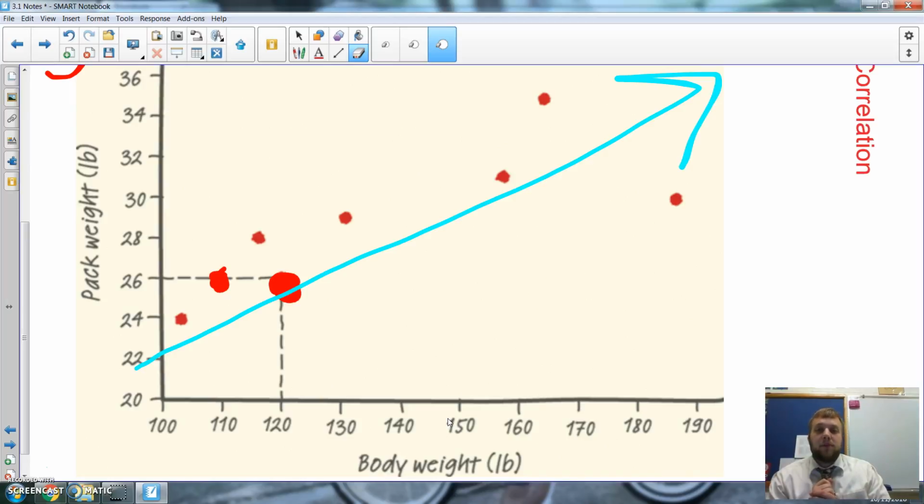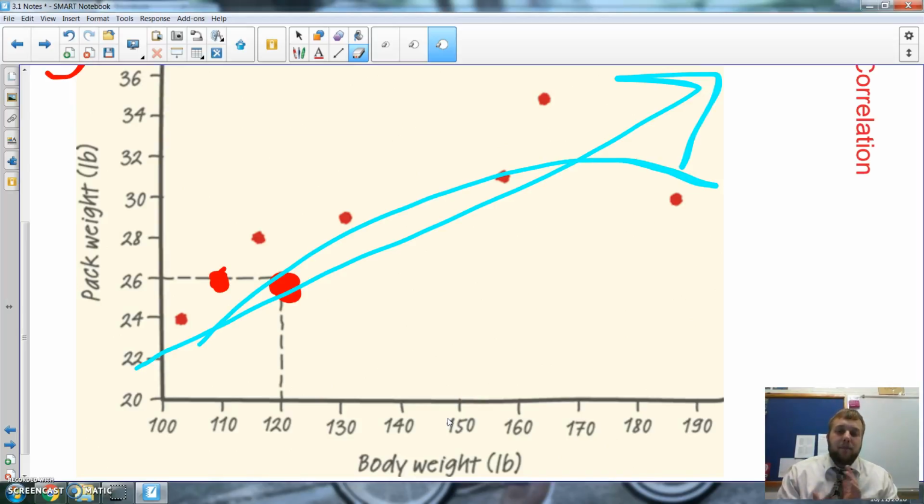Form. Does it seem like it fits a line? Does it seem like maybe something else would fit it? Here I would say a line seems to fit, so I would say it's linear. Maybe it could be a parabola. We don't know too much. It could be a parabolic shape. But I would say it's linear.